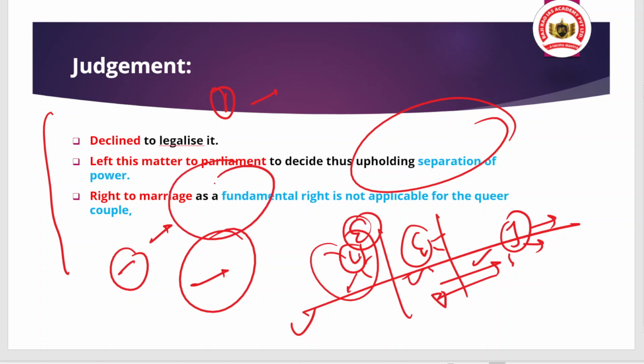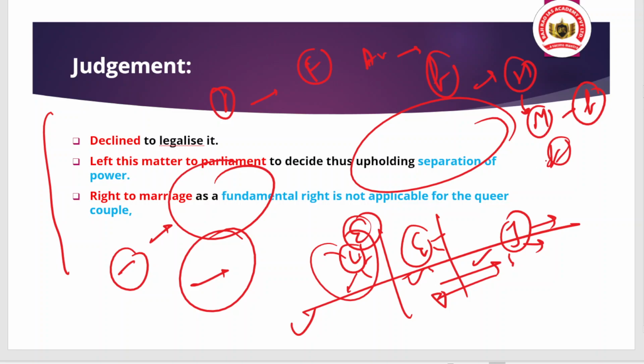And here you need to understand that the right to marriage is basically a fundamental right when it comes to a heterosexual couple, meaning a male marrying a female, or a female marrying a male, it is the same matter. But when it comes to applicability for the same gender, that will not come as a fundamental right. That needs to be understood in a clear manner. So that is the point.